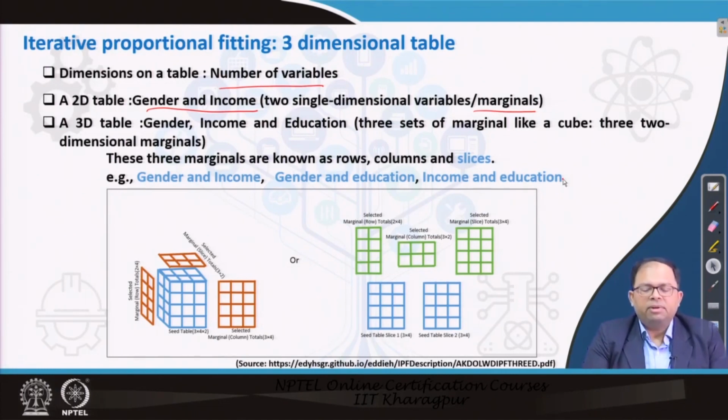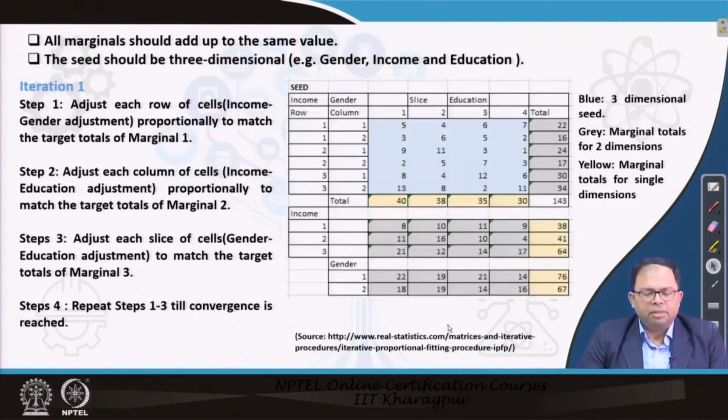This could be referred to as rows, columns and also slices. In this particular image you can see that in three dimensions, this data could be represented as a cube. That means it is not only in two dimensions like a row and a column. So, we have rows, columns and slices, and when we take this cube apart, we can see that we have marginals for rows, marginals for columns, and marginals for slices, and we have seed tables. Over here we have two seed tables for two slices, slice 1 and slice 2. I will explain that in detail using an example.